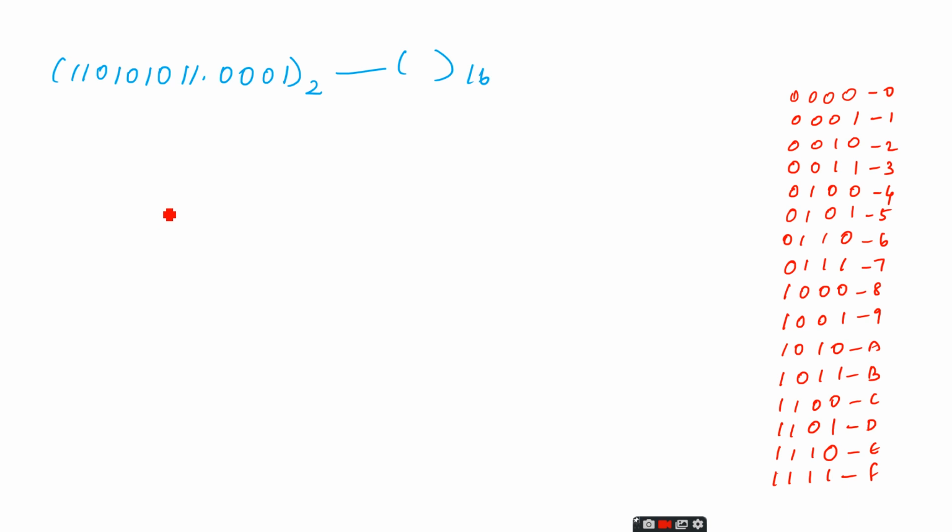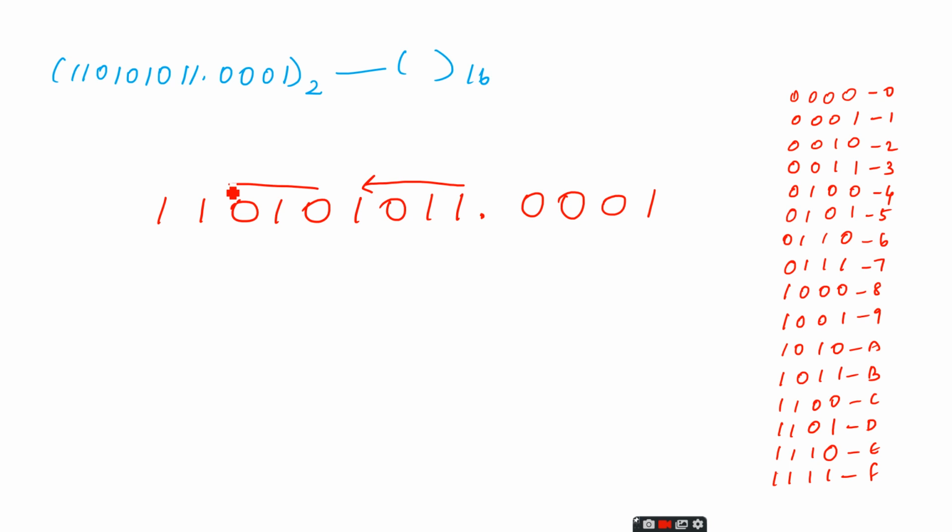Now the next question, 1101011.0001. Now we have to group it as 4 bits. So before the point we have to group it from the last. This is the first group of 4. Now this is the second group of 4. Now in order to make it 4 bits, we have to add 3 zeros in front of it. Now after the point, we have to group it from the beginning.